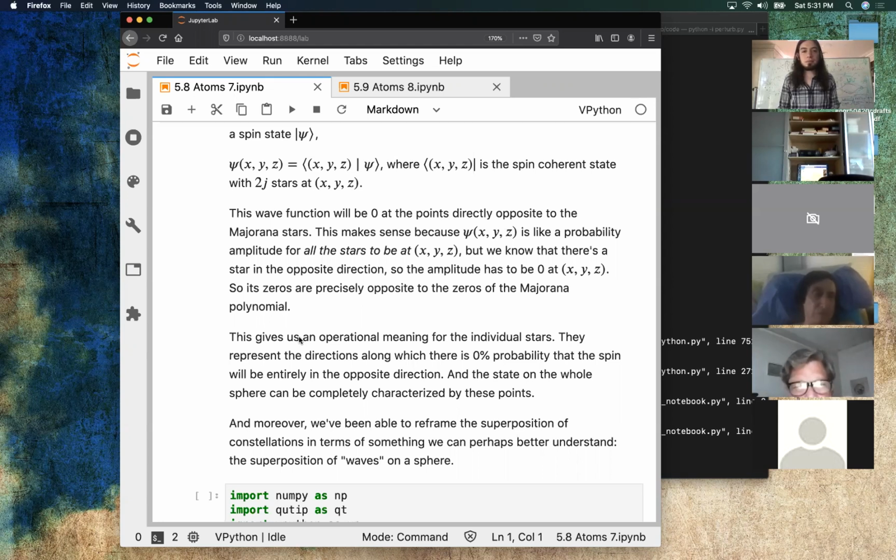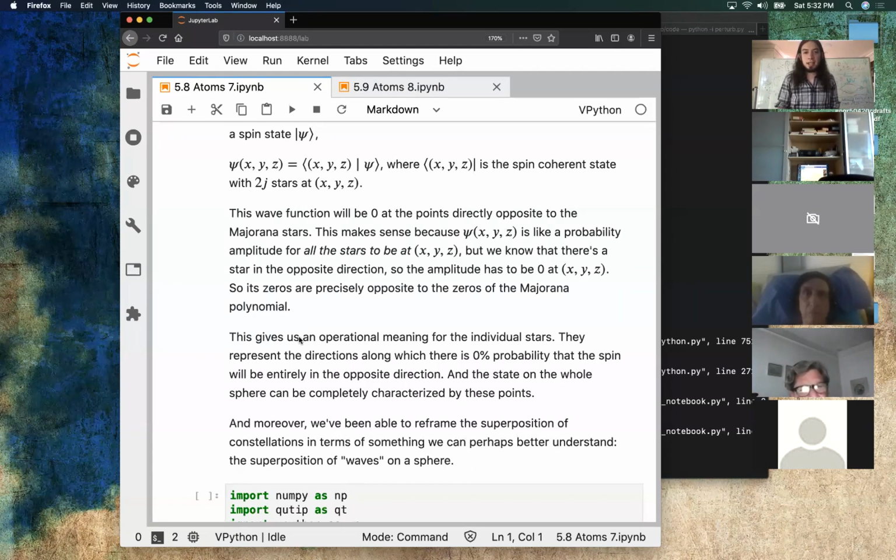Is XYZ a point on that sphere, or is XYZ a point in the position space of where the particle is? No, it's not. It's just on the sphere. Yeah, yeah. Right.